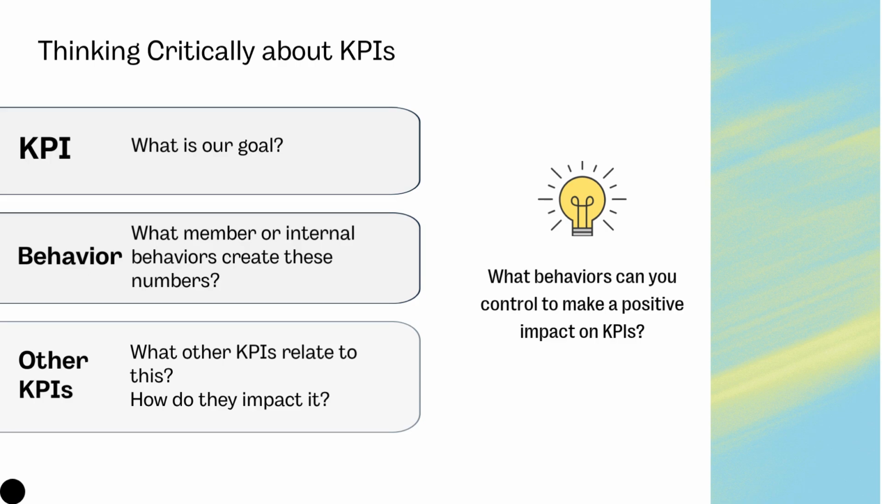So as always, let's take a moment to think critically about our KPIs. We always want to consider what is our goal. Do you know what our goal is for book rate? And then more importantly, consider the behaviors. We can't always control a number just by saying we need to get a better book rate. Instead, we can impact that number through the behaviors. So we need to be aware of those behaviors. And then consider, are there other KPIs that could potentially relate to book rate and how may they impact it?